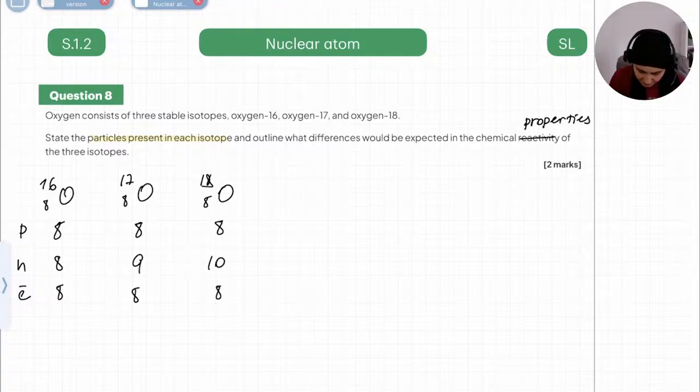What else? Outline what differences would be expected in chemical properties of these three isotopes. This is a very common question, and it might sound intimidating, but you just need to know that chemical properties are defined by the number of electrons in the outer shell. All of these have 8 electrons, which means they have the same number of electrons in the outer shell, which is actually 6. But even if you don't know that, you see the same number of electrons, which means the same number of valence electrons, or electrons in the outer shell, so we would expect them to have similar properties.